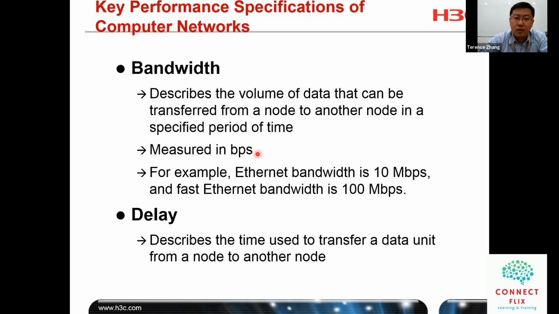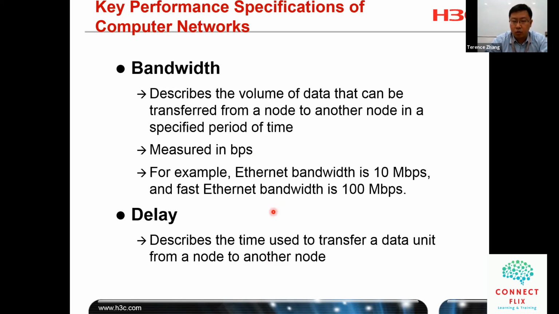So this is the first index, the first parameter, bandwidth. The second one is called delay, right? Bandwidth defines how much data you could transfer in 1 second. Delay defines the time, how long it takes to finish transferring this data. So one defines the volume, one defines the speed. These are the key parameters for the computer network.